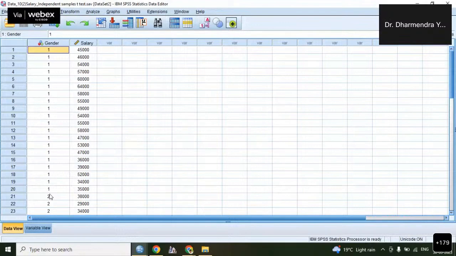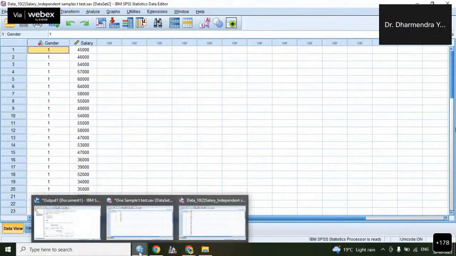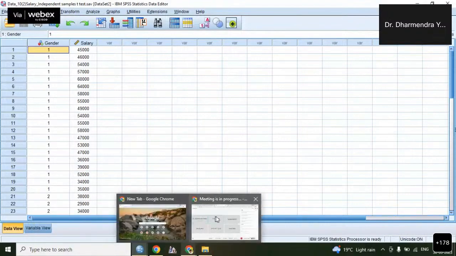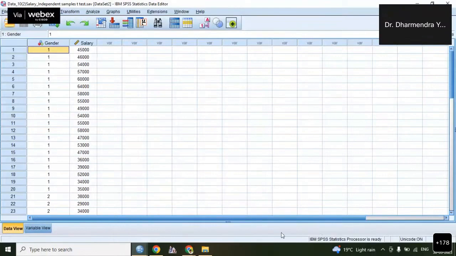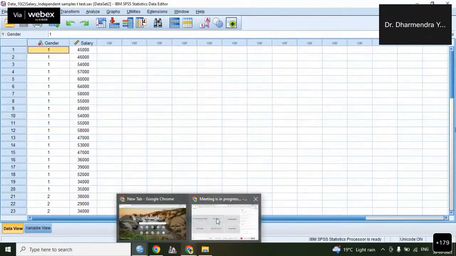So what will be the null hypothesis here? Please tell me. Because before doing analysis, you must know what the null hypothesis will be, because software will not give you the null hypothesis and alternate hypothesis. You have to create the null and alternate hypothesis by your own self. So what will be the null hypothesis here? Please tell me.